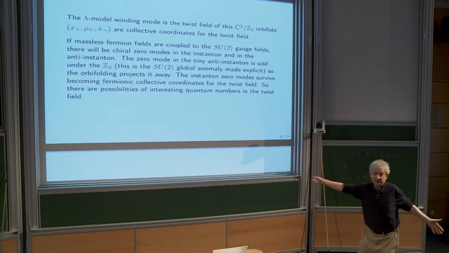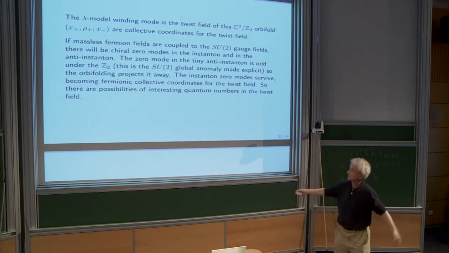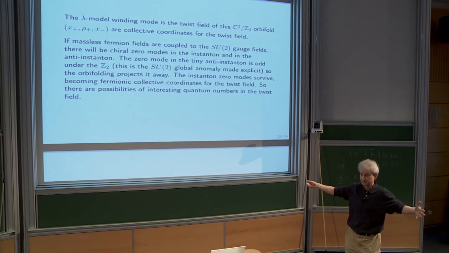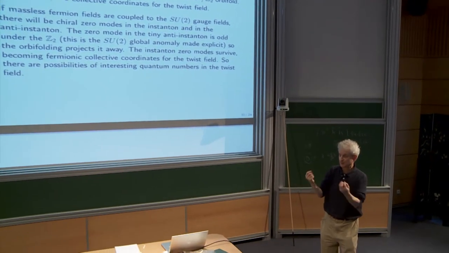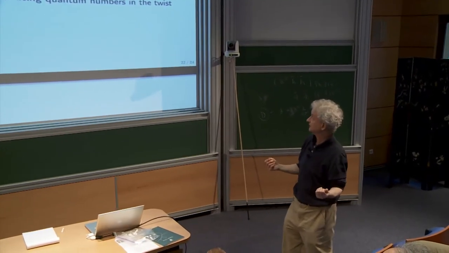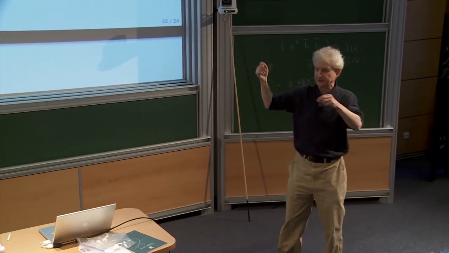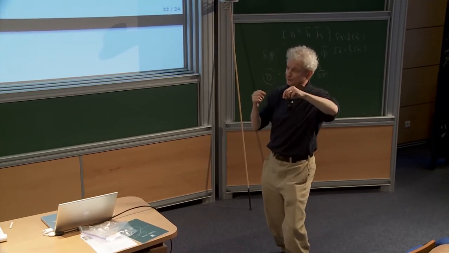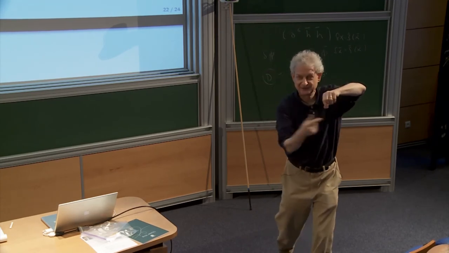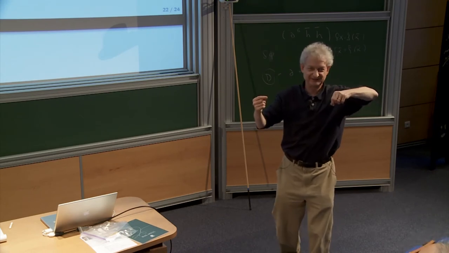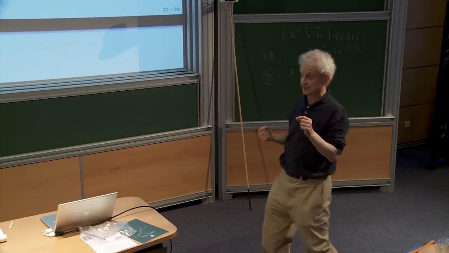And now, again, given this assumption that we somehow got a field theory that includes the standard model, we'll have fermion fields. And those couple to the SU2 gauge field, and they'll have zero modes, localized in the instanton and in the anti-instanton. And it's very pretty. You can actually show how, as you move around this non-trivial loop, the zero mode in the anti-instanton, the eigenvalue, changes sign.